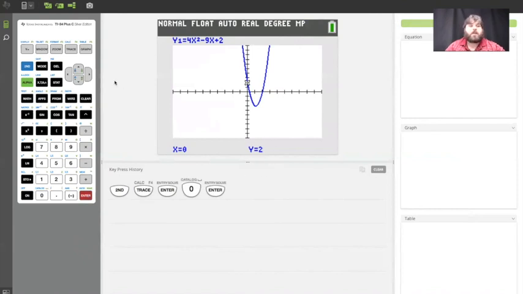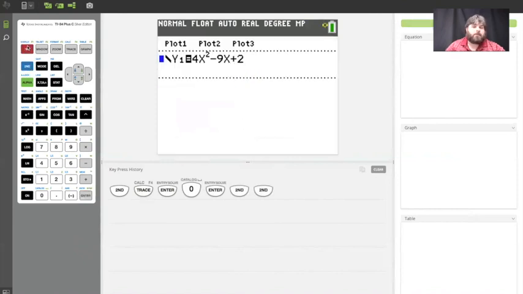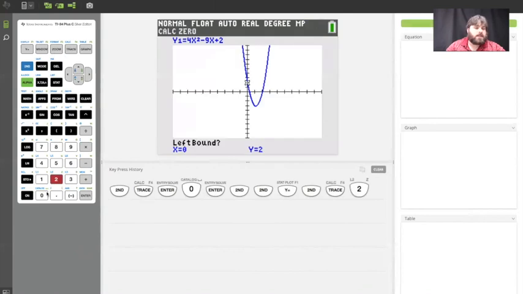Now remember, this would not have been much of a difficult problem because I'm already in standard form and I know that my y-intercept was 2. But let's pretend it was written in a different form. You do the same process, okay? So let's review that. Second, calculate. Number 2, you plug in 0 for x, you hit enter, it's going to tell you the y-intercept there, okay?